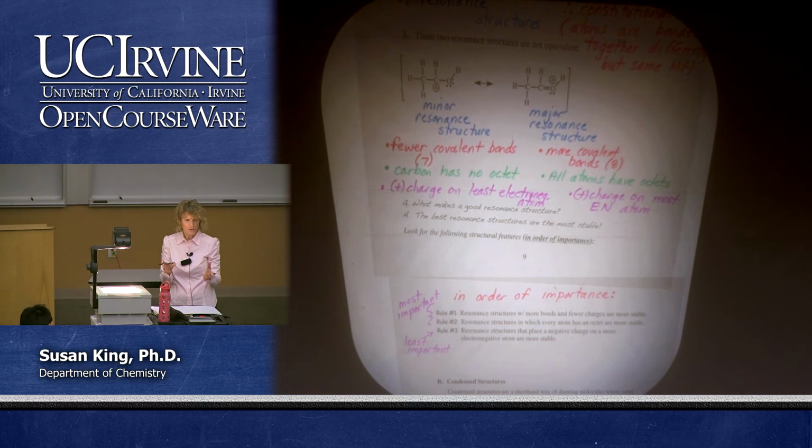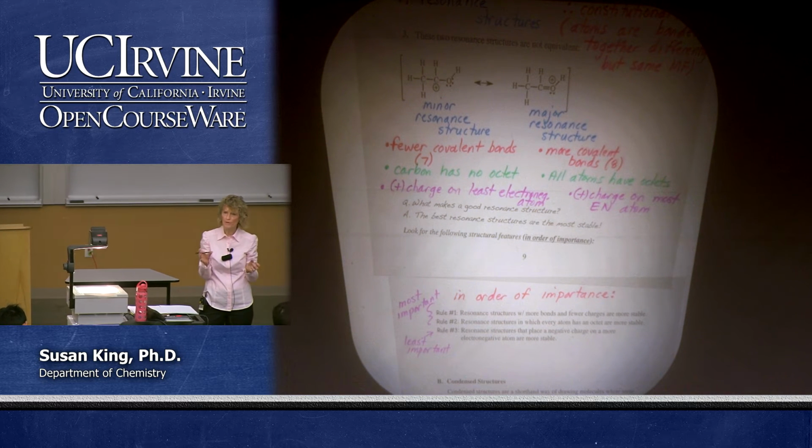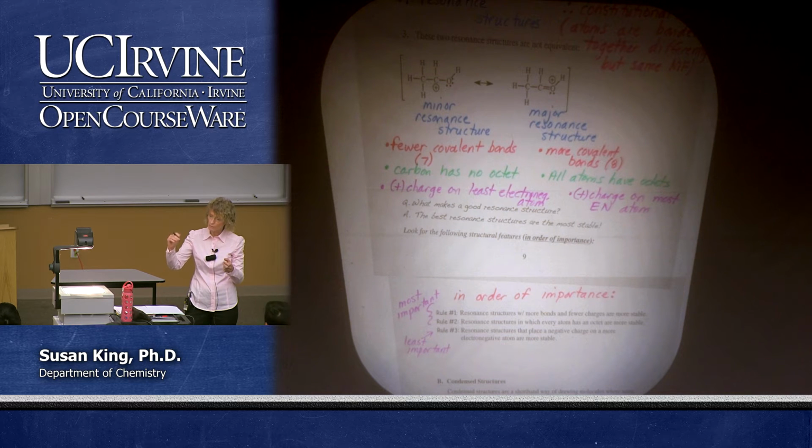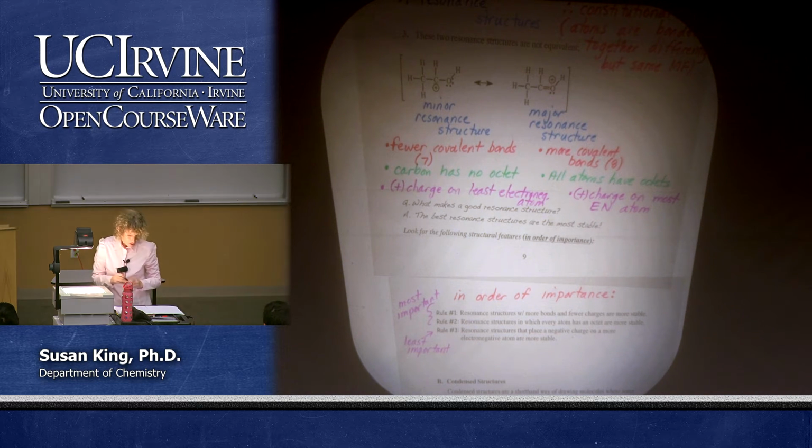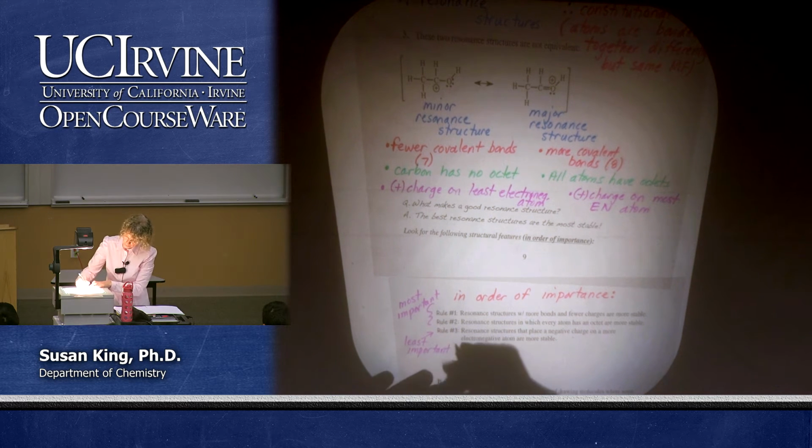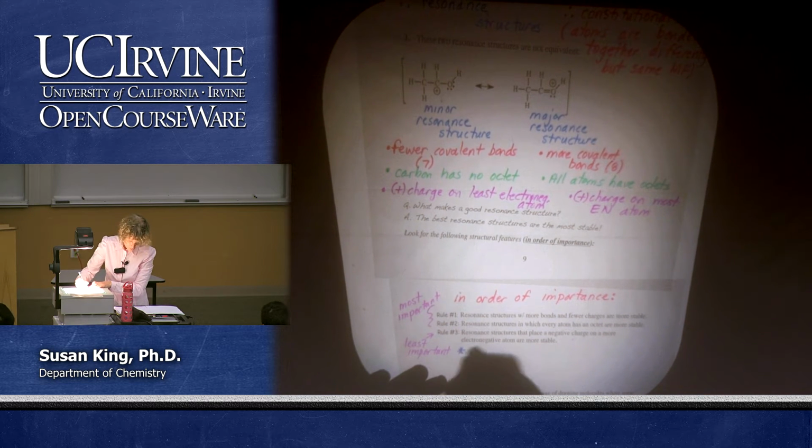If we have 2 resonance structures and they both have the same number of bonds and both have octets, then we just skip right to rule 3 and then we look at where the charges are. Okay? We have a couple of extra ground rules here. Only carbon without an octet.